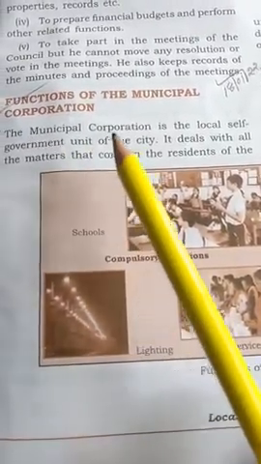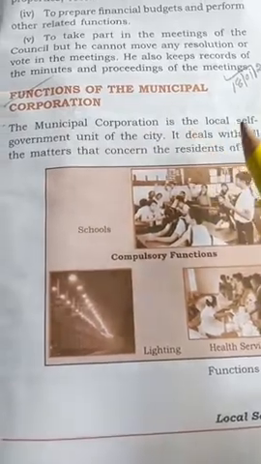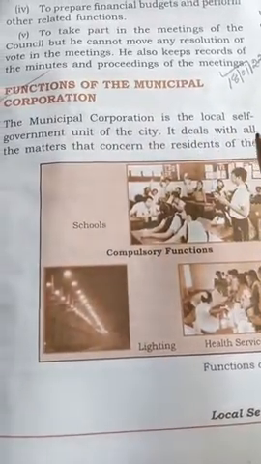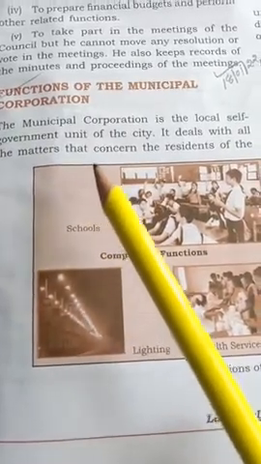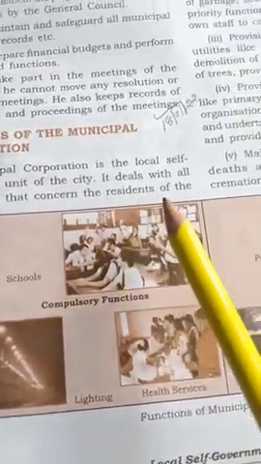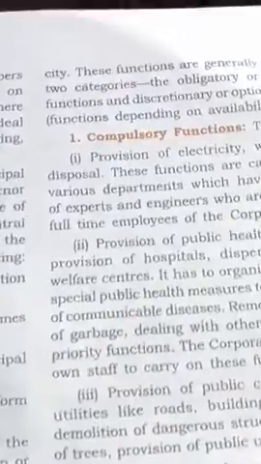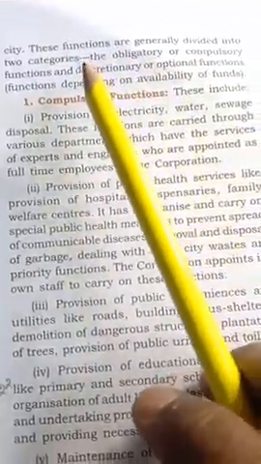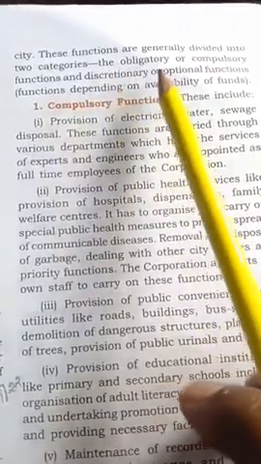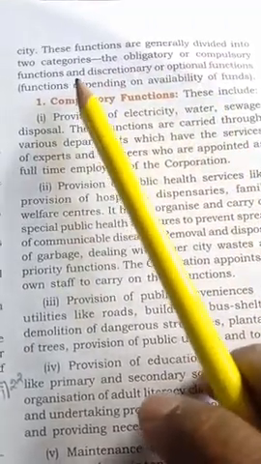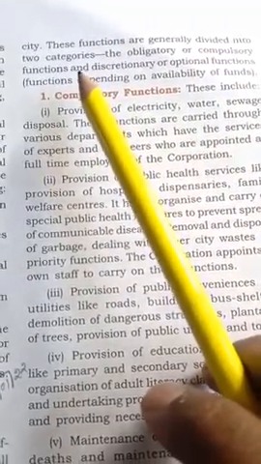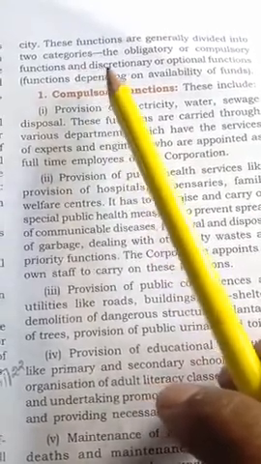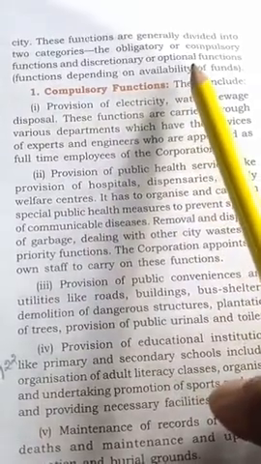The municipal corporation is the local self-government unit of the city. It deals with all the matters that concern the residents of the city. These functions are generally divided into two categories: the obligatory or compulsory functions, which cover the basic needs people require, and the discretionary or optional functions.